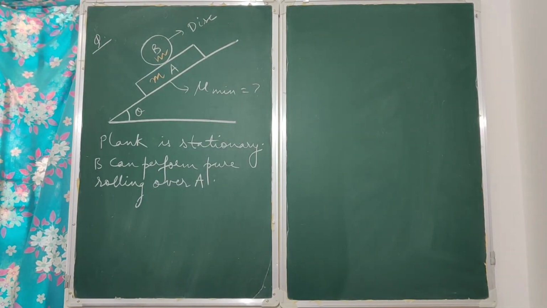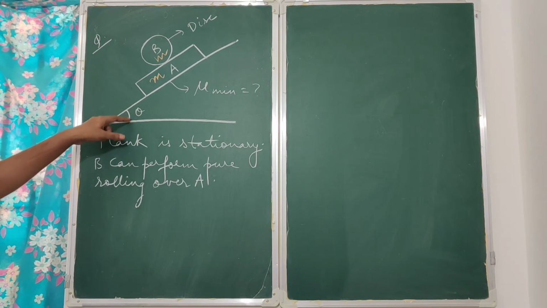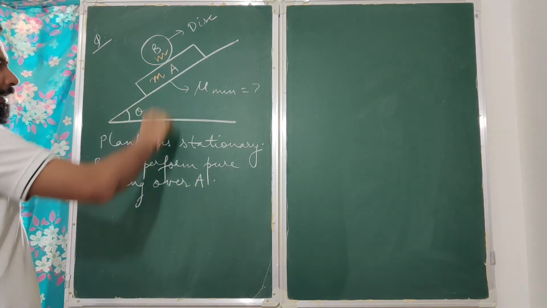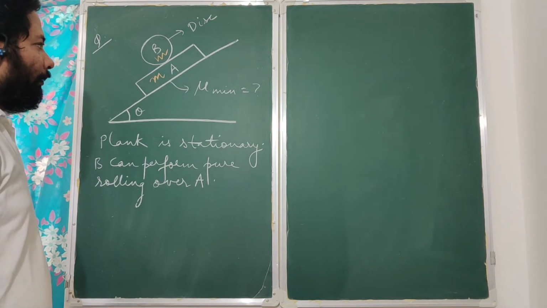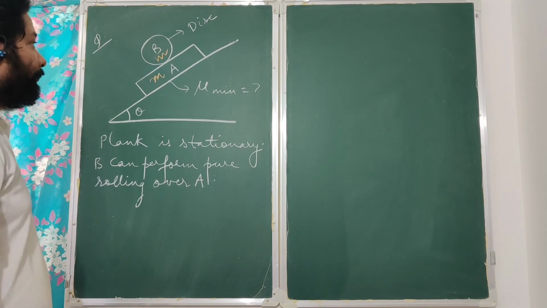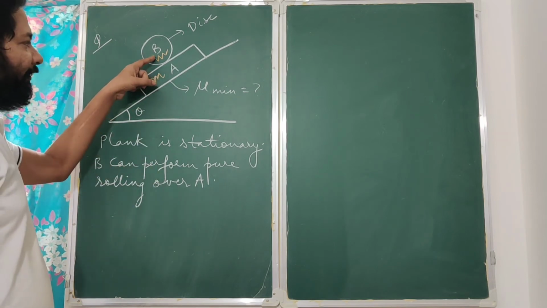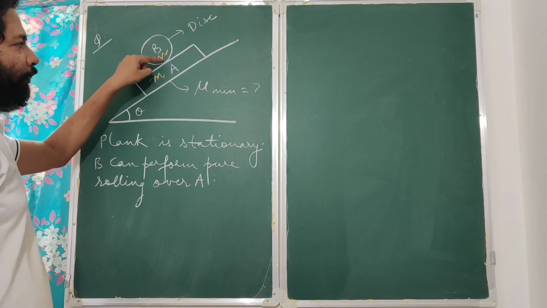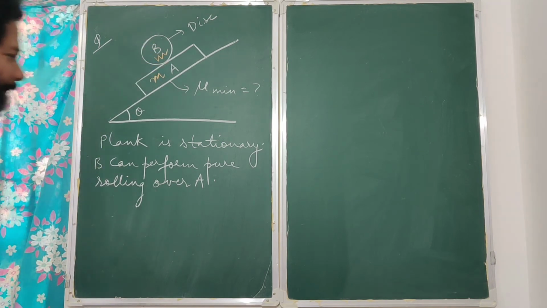Okay, so let's see this question. There is some inclined plane making an angle of theta with the horizontal. This is a large plank A having mass m. There is some friction between this plank and this incline, and there is a disc which has the same mass as that of the plank. This disc can perform pure rolling motion over this plank.